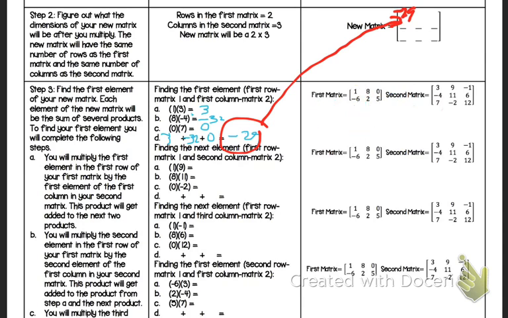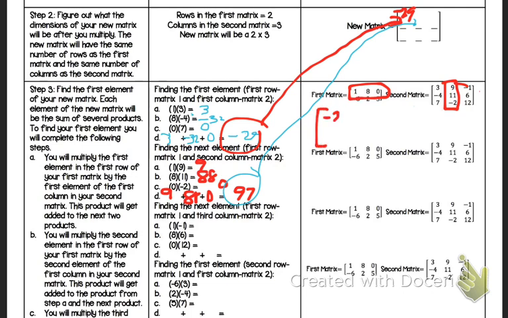Now we always do rows by columns. So now we do first row by second column. We do 1 times 9, which gives you 9. 8 times 11, 88. 0 times negative 2, 0. So 9 plus 88 plus 0 gives you 97. And then 97 goes in the first row, second column. Okay, so I'm going to rewrite this down here. So we have negative 29.